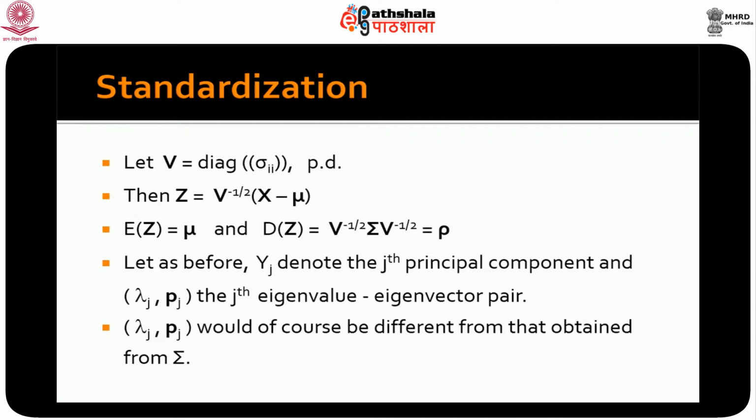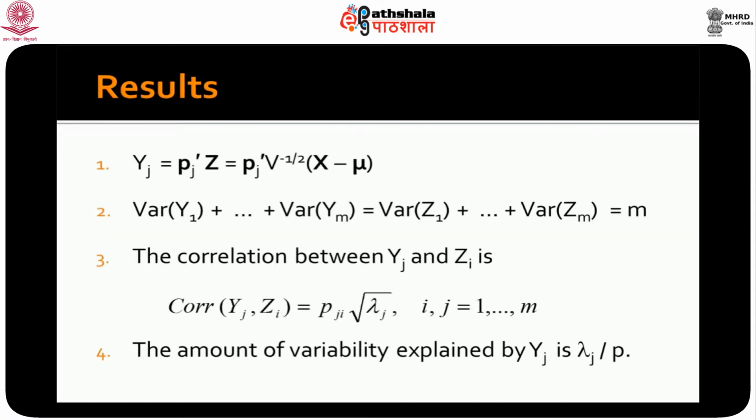So, now we are using the correlation matrix instead of the dispersion matrix to derive the eigenvalues and the eigenvectors, and that is the reason why there would be a difference. Now, using the same principles, and I will just be stating this result because the proof would be exactly similar.